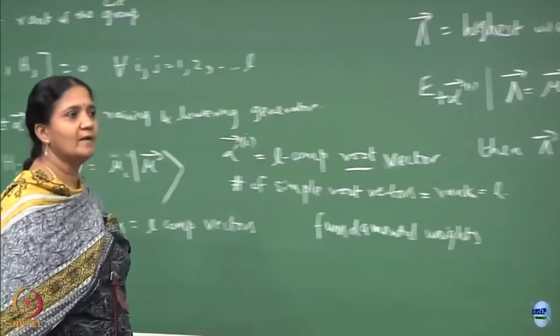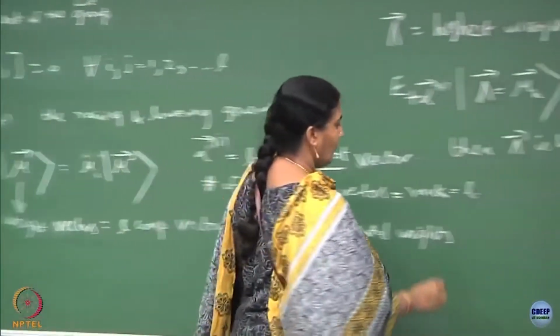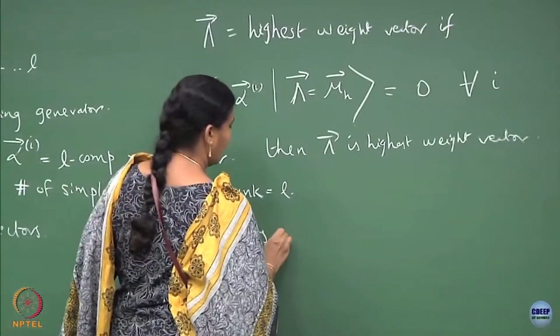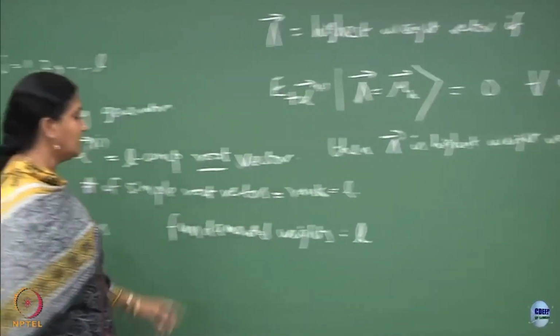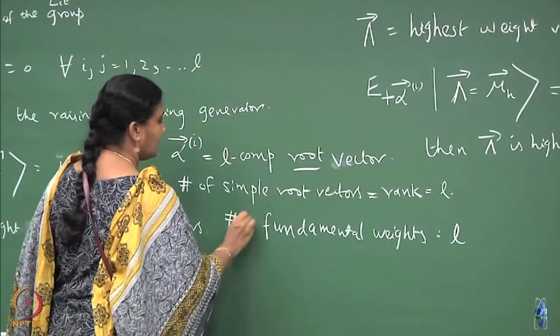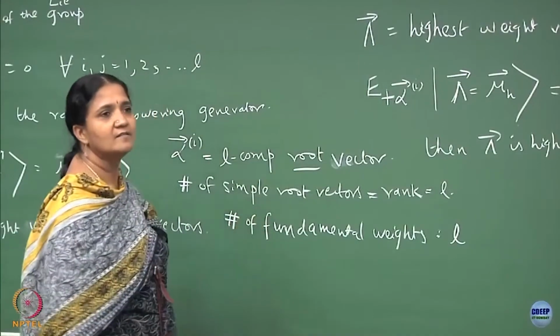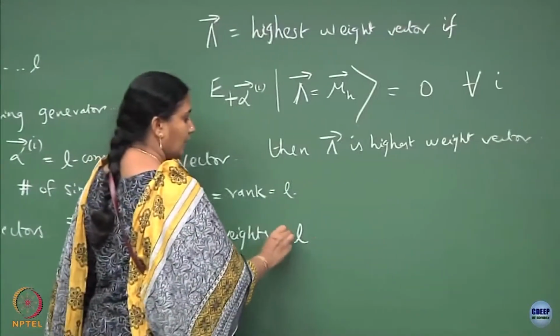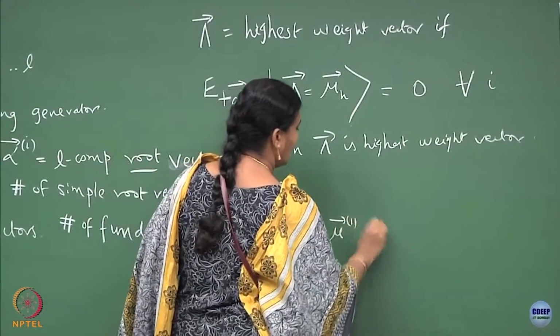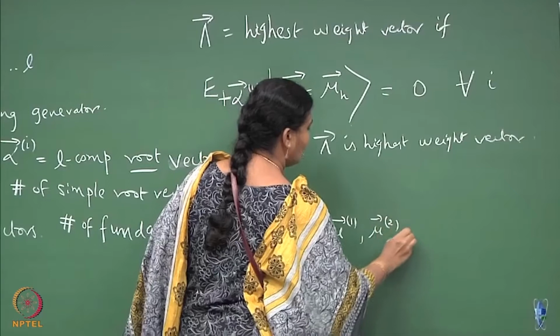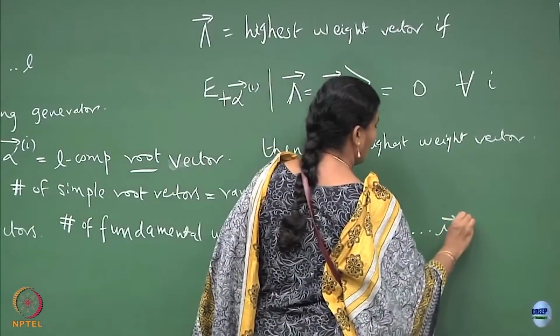Okay, fundamental weights are also L of them. There will be L fundamental weights, the number of fundamental weights is L, and we denote these by mu 1, mu 2, up to mu L.